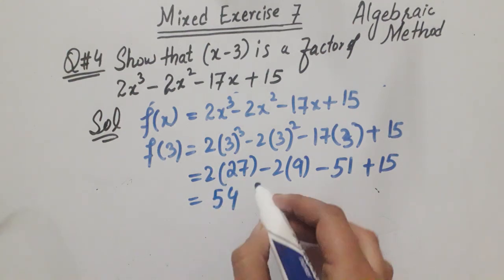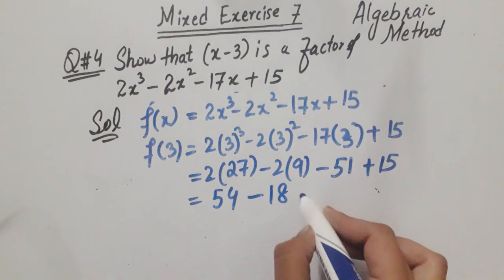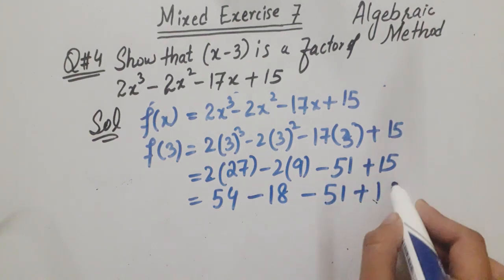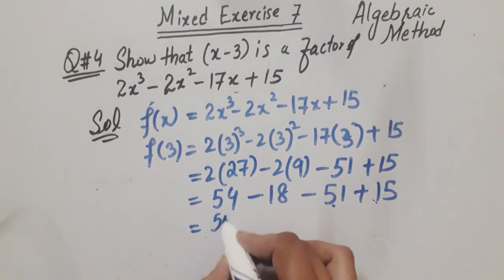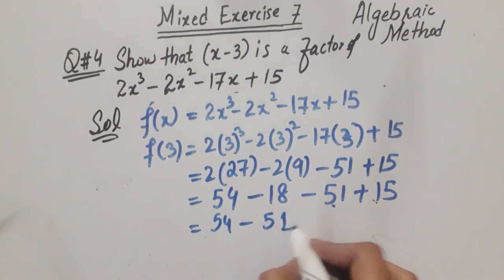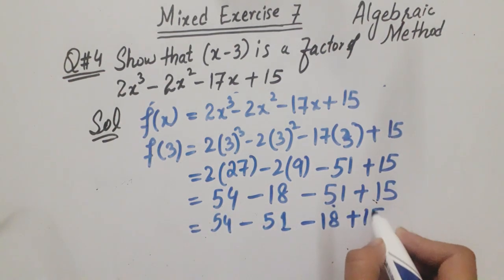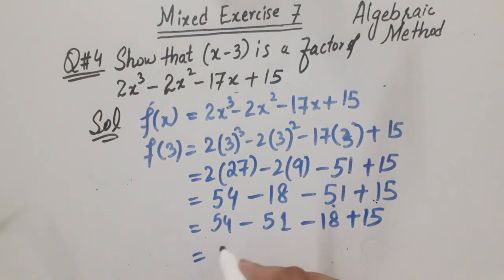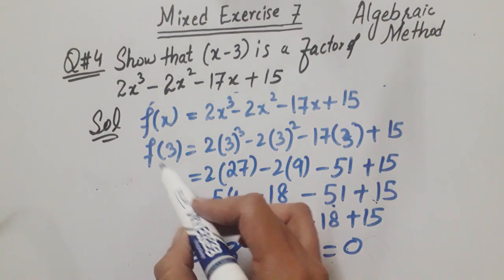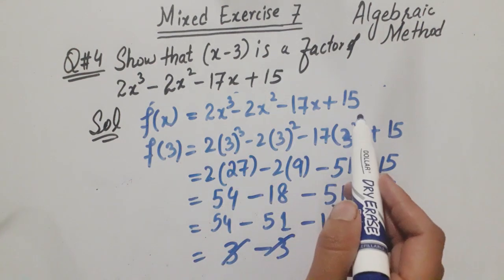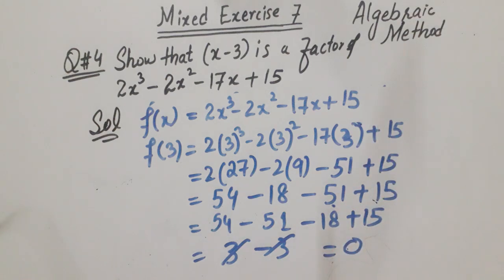54 minus 18 minus 51 plus 15. So 54 minus 51, we will write this first, and minus 18 plus 15. 54 minus 51 is 3 and minus 18 plus 15 is minus 3. So this is equal to 0. It means x minus 3 is a factor of this polynomial. Now we will solve the b part of this.